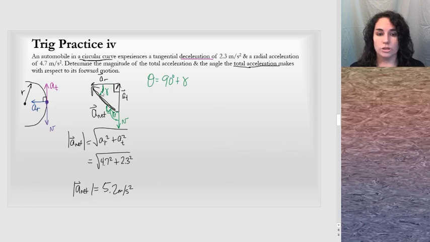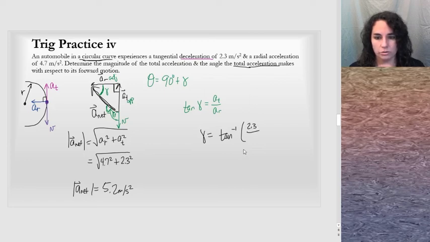So let's use a trig function and find gamma. In our triangle, we're given the opposite leg. Notice this is the opposite, and we're given the adjacent. So we're going to use tangent. I'm going to note tan gamma equals a tangential over a radial, the values of those two accelerations. Which will tell me that my angle gamma is the inverse tangent of the tangential, which is 2.3, over the radial, which is 4.7, and I can close that up and calculate it.